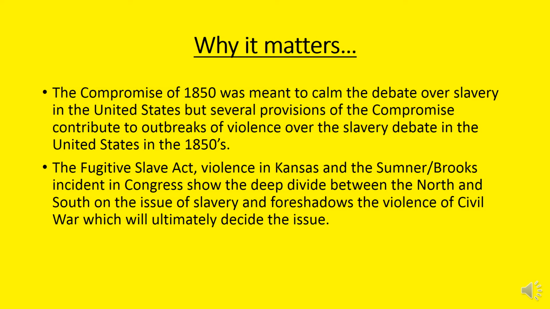All right, and to kind of talk about why any of this matters. So, basically, the Compromise of 1850 was meant to calm the debate over slavery in the U.S., but again, several provisions, several parts of that compromise continue to contribute to outbreaks of violence over slavery throughout the 1850s. The Fugitive Slave Act, violence in Kansas, and we're going to also talk about the Sumner-Brooks incident in Congress, show the deep divide between the North and South on the issue of slavery, and really kind of gives us a feel for the passion that either side has when it comes to defending the issue of slavery.